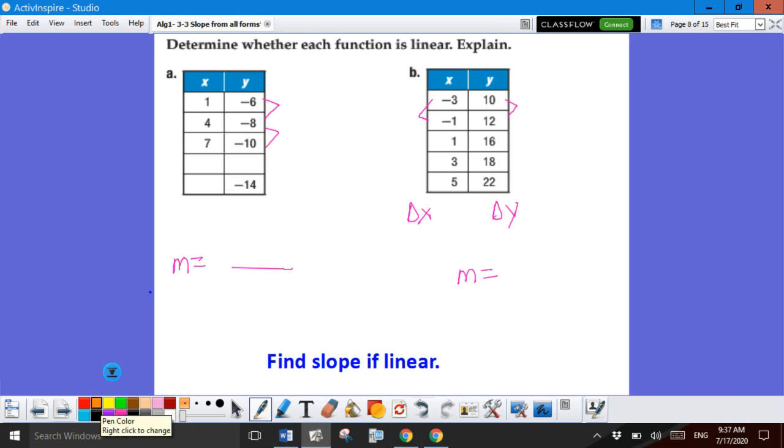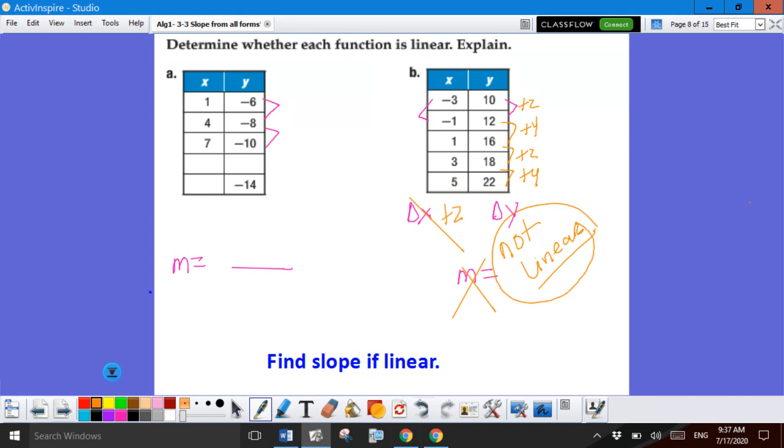All right, let's see how you did. We're going to start over here on the right-hand side. I want to double check every single set of numbers here because I have to make sure it's consistent. So 10 to 12, that's +2. 12 to 16, that's +4. Then I have +2. Then I have +4. Well, that's consistent. I can see a pattern, but this is not linear. So I cannot find a slope. I can find the change in x, that's +2, and I can find a change in y, it's +2, +4, +2, +4. But it is not linear, so therefore I cannot find a slope.